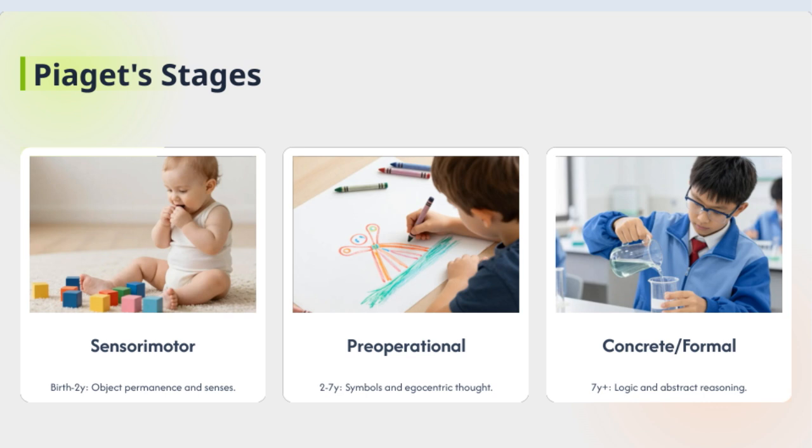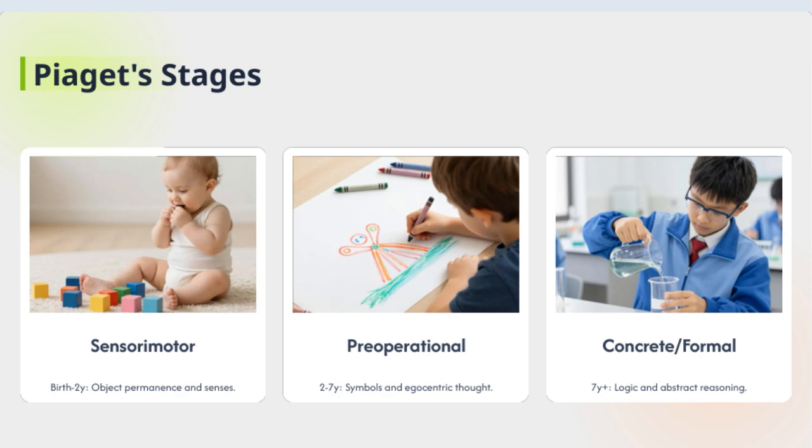actions. Moving on to the next stage, from about 2 to 7 years, called the preoperational stage. Here, children begin to use symbols and develop egocentric thought, meaning they often see the world primarily from their own perspective. They start to engage in more imaginative play and use language to represent objects and ideas.